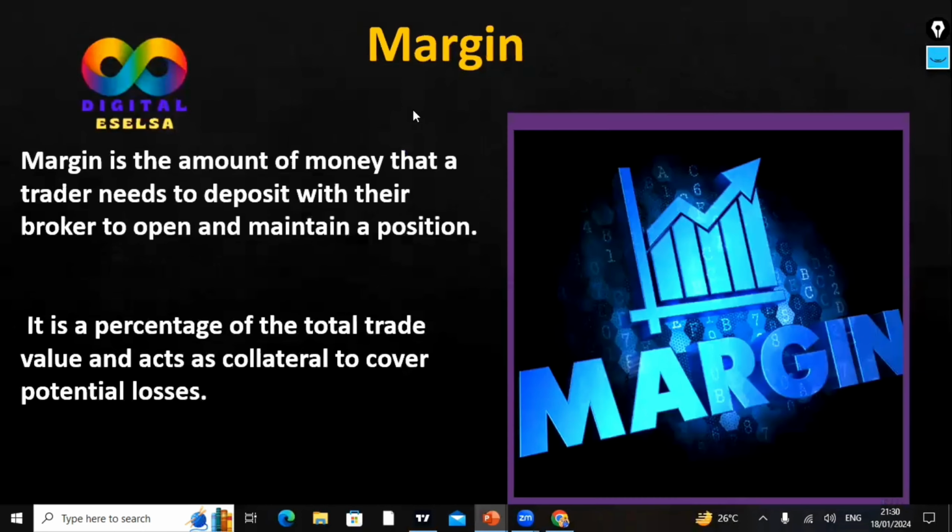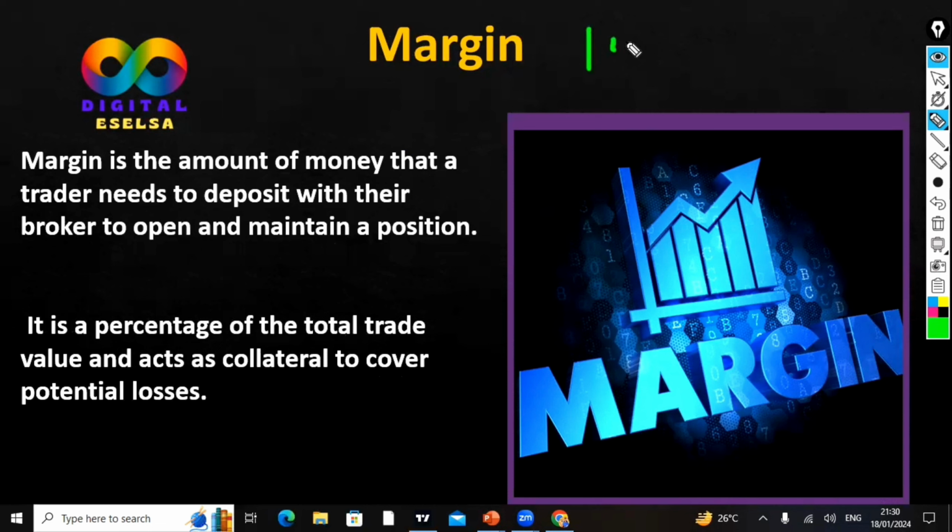So that is it. Margin. We also have another important concept called margin. What is margin? Margin is just the amount of money that a trader needs to deposit with their broker to be able to open and maintain a position. It is a percentage of the total trade value and acts as a collateral to cover potential losses. Like when you open a trade, for a trade to start running, the broker is going to hold a particular amount of your equity, which is called the margin. Until you close your trade, your margin will be released.